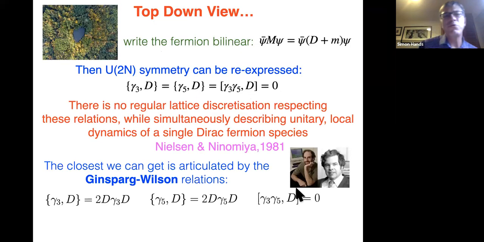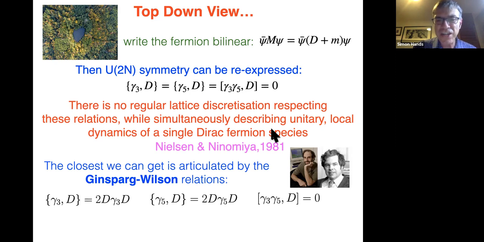There's also a top-down view, which I think is more useful from a theoretical perspective. If we think about our fermion bilinear that we start with, in general denoted with a kinetic operator D, then the symmetry that we need can be encapsulated in two anti-commutators and one commutation relation. And then there is one of the most famous theorems in lattice field theory, which says that there is simply no regular lattice discretization which enables you to preserve these relations while simultaneously having unitary local dynamics of a single fermion species. It's the Nielsen-Ninomiya theorem.